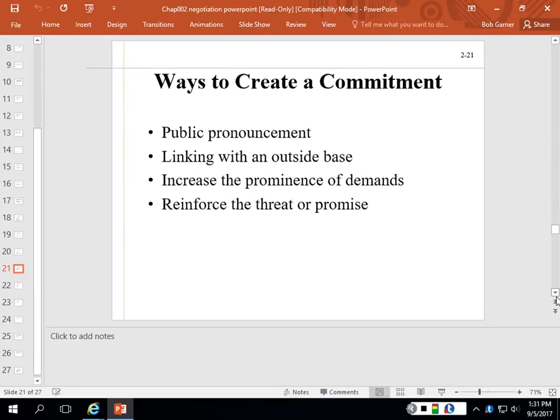All right, so ways to create a commitment. Announce it, linking with an outside base, which is pretty easy to do now with social media. Increase the prominence of demands or reinforce the threat or promise. And once again, try to stay away from having to threaten somebody. You know, if you don't give me a raise, I'm going to quit. I wouldn't try that one. What would you do if you're a boss and some employee came to you like that? Even if they're really valuable, you're not going to want to go on like that for long. It's just not the way to handle it.